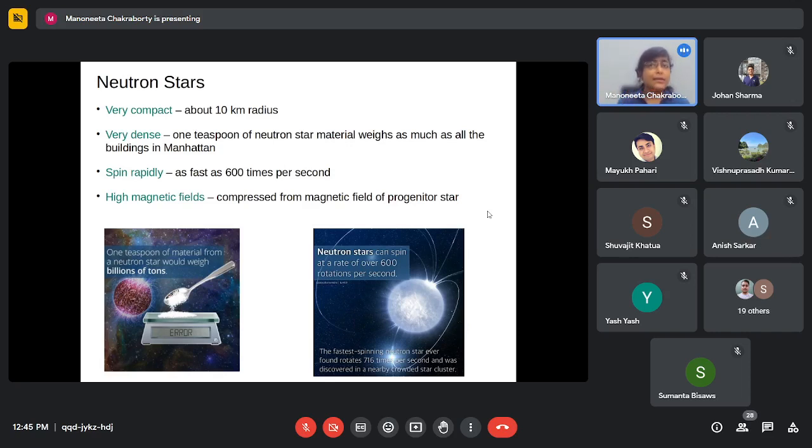And lastly, they are the objects in the universe that show the strongest magnetic fields. The magnetic fields can be 10 to the power 12 times or 10 to the power 10 times higher than one of the strongest magnetic fields we see terrestrially.